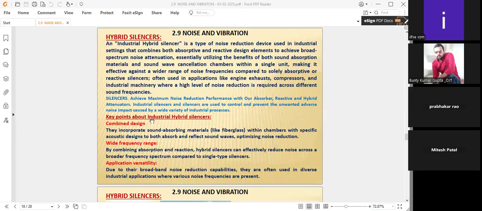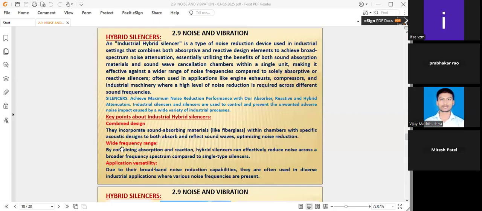Key points about the industrial hybrid silencers: a combined design with a reactive and absorptive role. Both silencer functions are designed into this absorber. They incorporate sound absorbing materials like fiberglass within chambers with a specific acoustic design, to both absorb and reflect sound waves, optimizing the reduction.